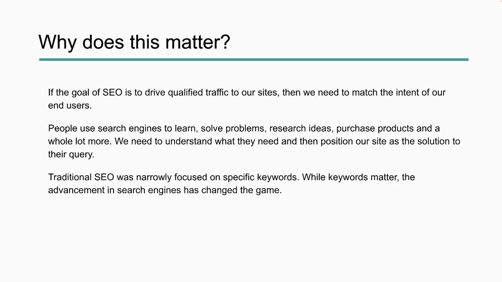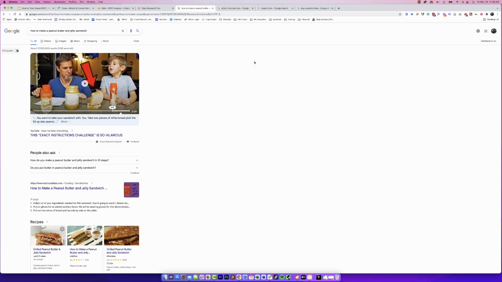So let's take a look at how this actually plays out within the search engines themselves. So I made a number of queries here that are covering the four basic intents that we've talked about before on this channel: informational, navigational, commercial, and transactional. And so as you can see here, if we do how to make a peanut butter and jelly sandwich, this is an informational query. Somebody's trying to learn how to actually make a peanut butter and jelly sandwich.